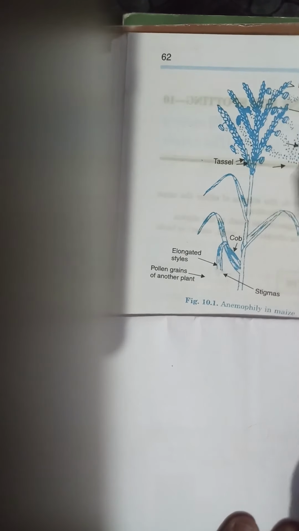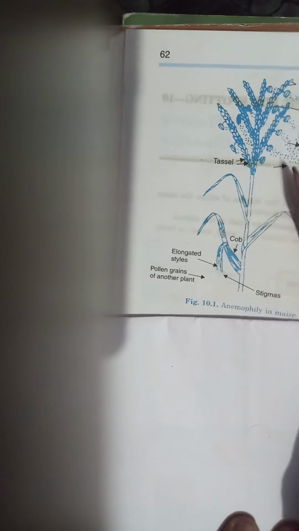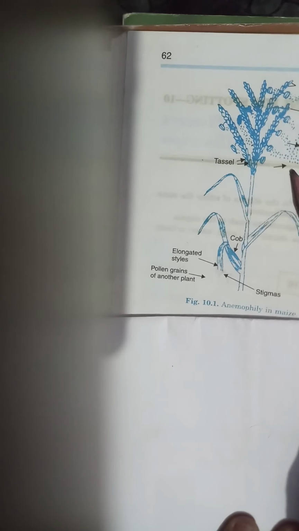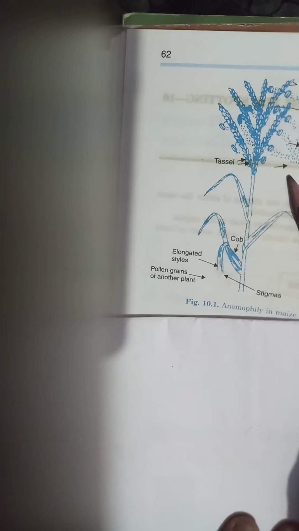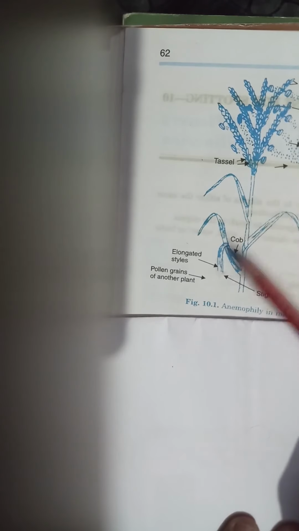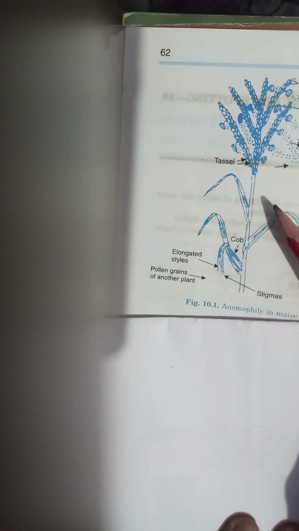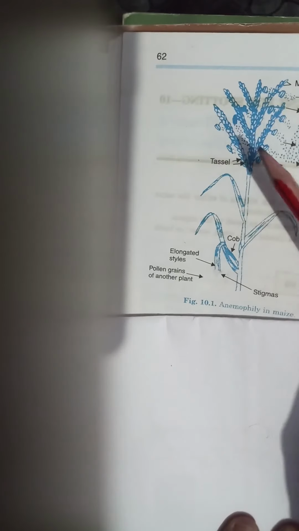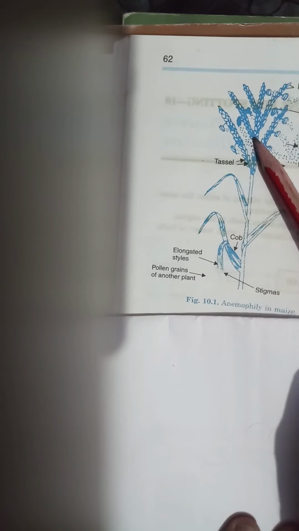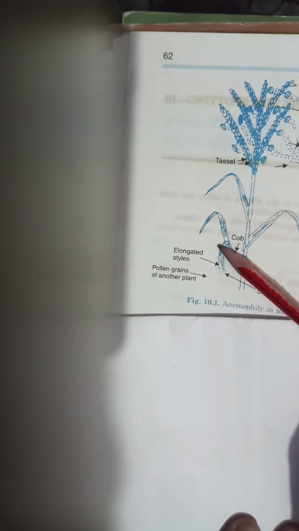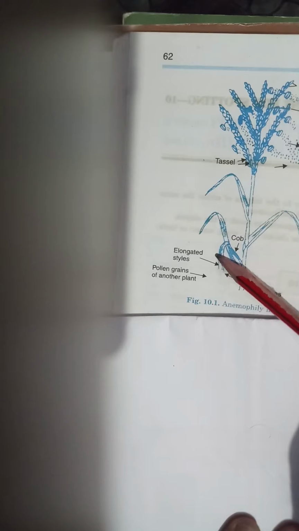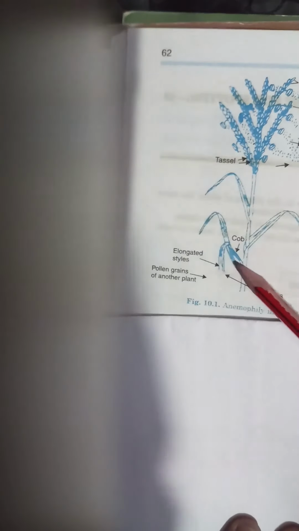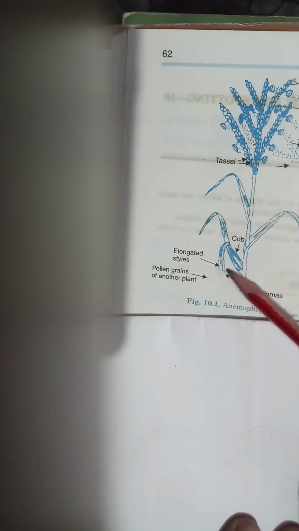It is a monoecious plant and bears unisexual flowers. That is, a single flower does not possess both male and female organs. The male flowers are borne on the terminal inflorescence. You can see these male flowers, they are here on the terminal inflorescence, and female flowers are borne on axillary inflorescence.